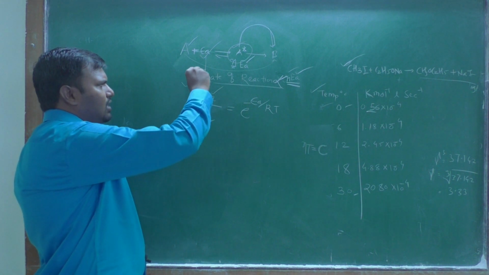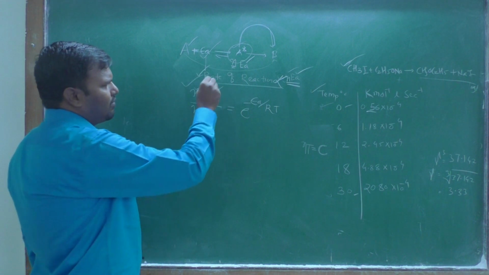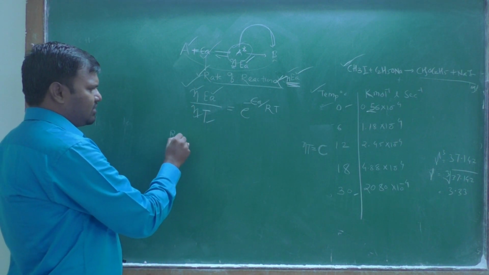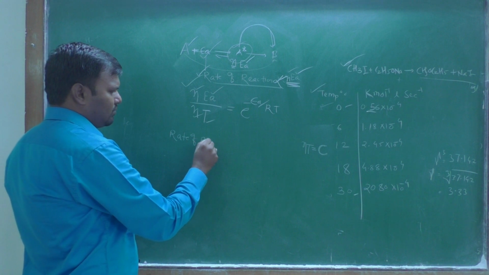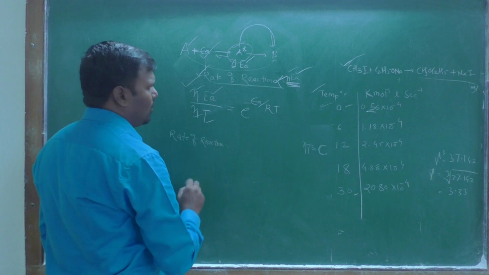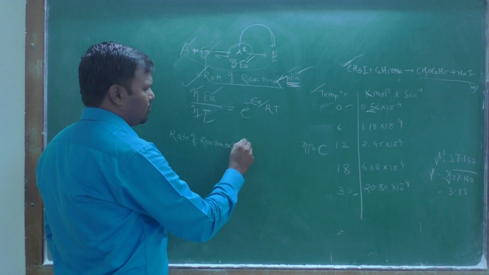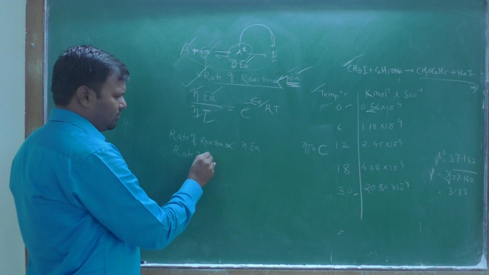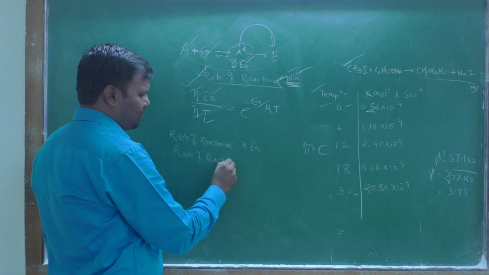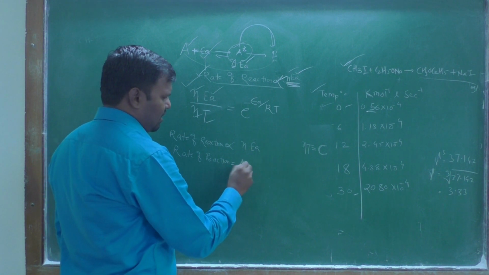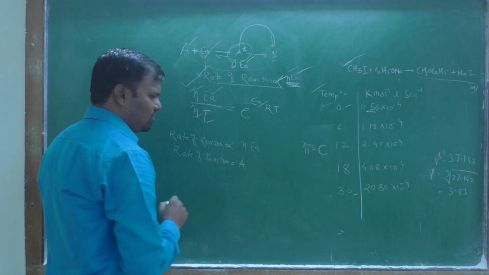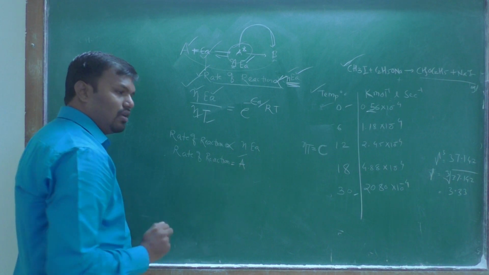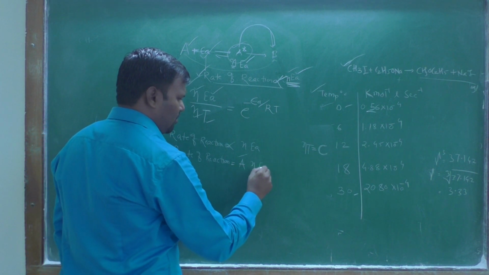We have this observation: the rate of reaction is directly proportional to the number of activated molecules. Therefore, rate of reaction is equal to A times the number of activated molecules, where A is the proportionality constant that we call the frequency factor.